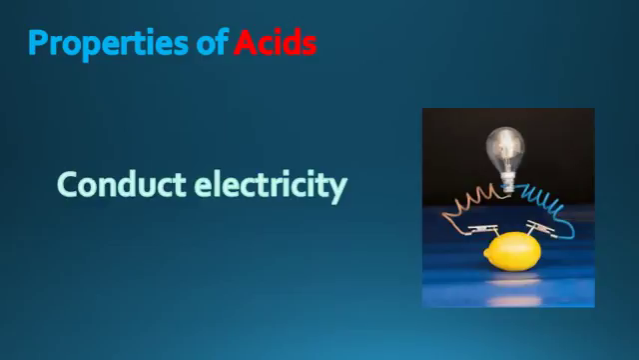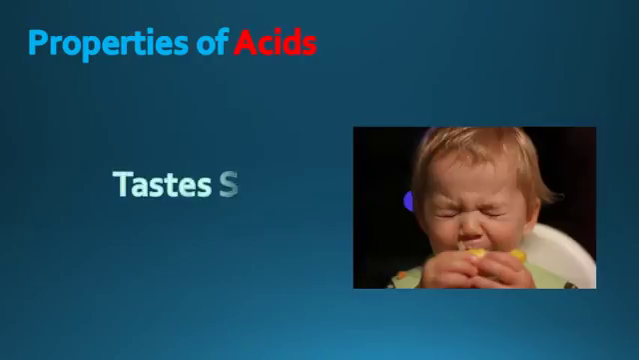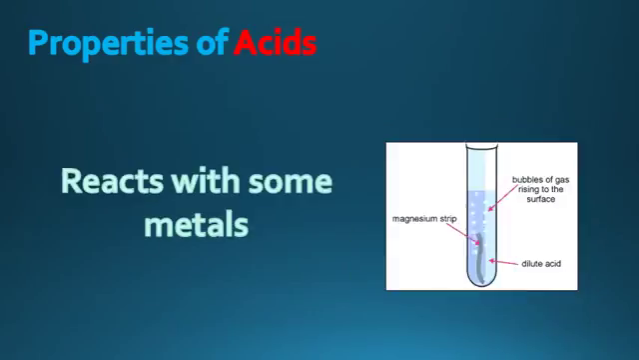Now, acids have specific properties. The first one is they do conduct electricity. Why? That's worth extra points. Tell me why an acid would conduct electricity. Acids do taste sour, that's true. And they do react with some metals to produce hydrogen gas.